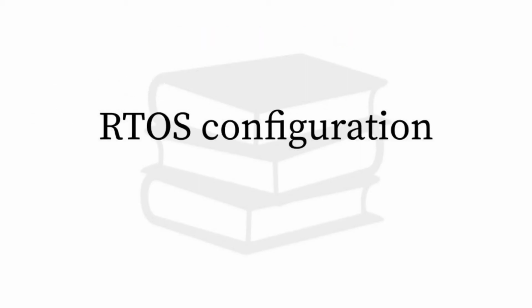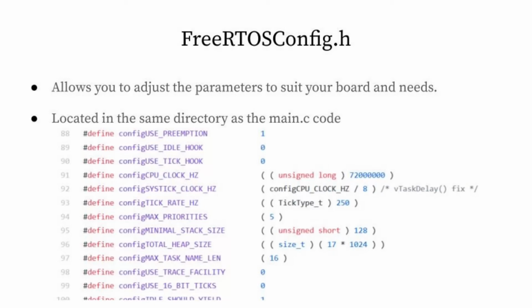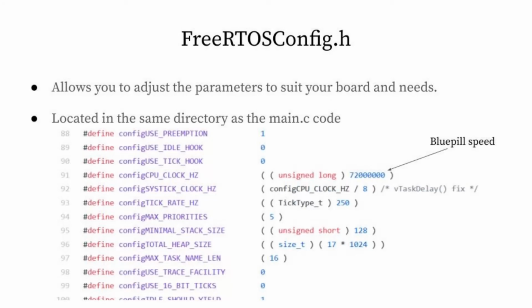One last thing before we close this summary is the FreeRTOS config file located in the same working directory. This allows you to adjust the parameters of FreeRTOS to suit your board and needs. For example, the CPU clock is defined as 72 MHz, which is the speed of the blue pill.